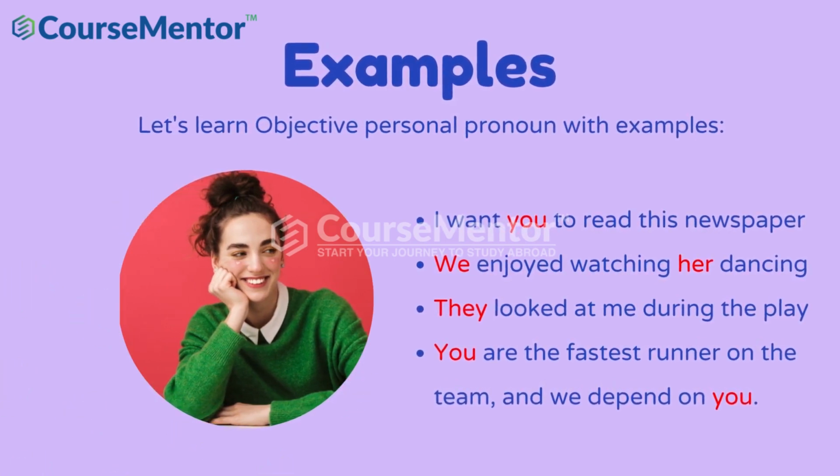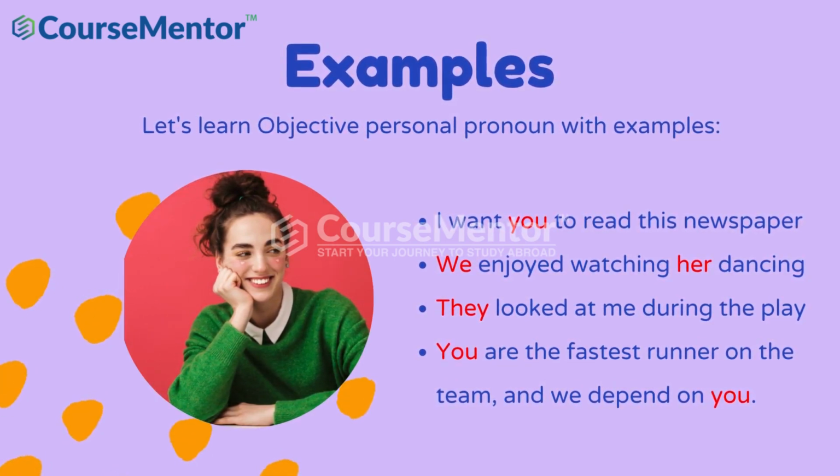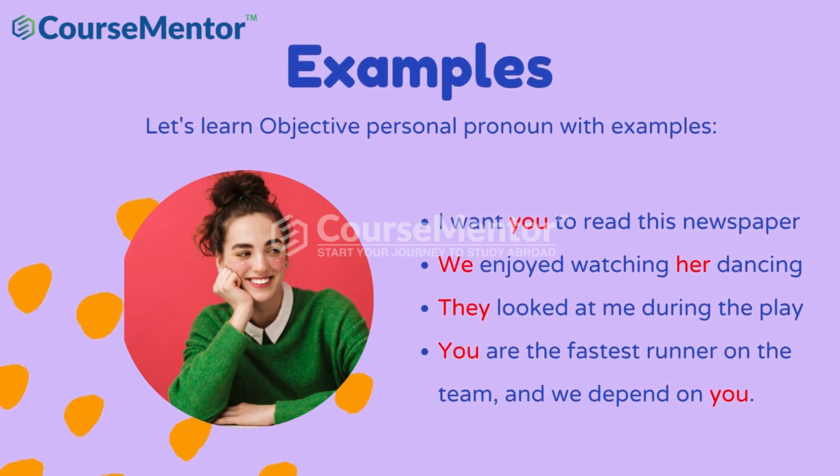I want you to read this newspaper. We enjoyed watching her dancing. They looked at me during the play. You are the fastest runner on the team, and we depend on you. Here, you, we, and they are the perfect example of objective personal pronouns.